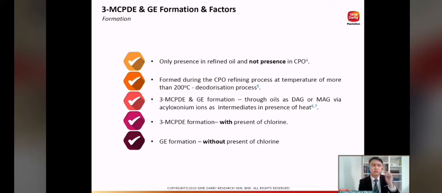Some people were asking about the virgin oil, for example, virgin olive oil, is it present? Is this 3-MCPD and GE present inside? The answer is no. However, if you buy virgin oil and you detect these 3-MCPD and GEs, it indicates that your oil is not purely virgin oil.